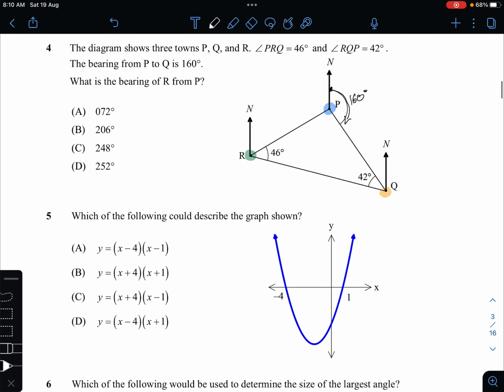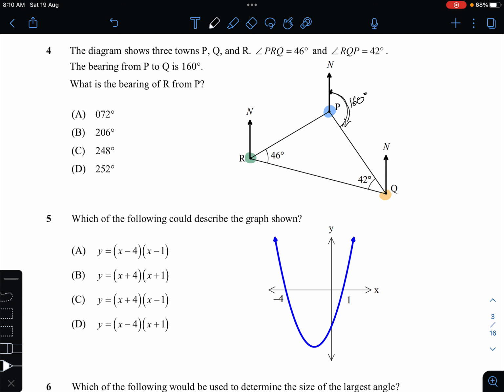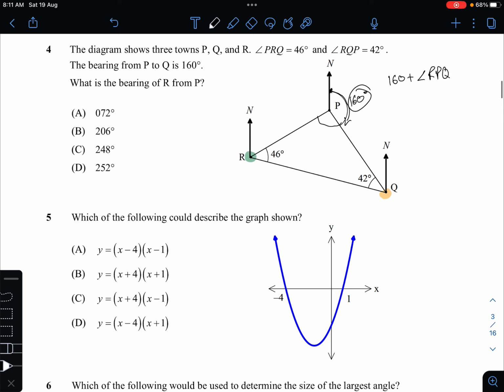So the bearing of R from P essentially means this arrow being continued there. Another way of talking about it is saying it's this angle here, 160, plus this angle here, angle RPQ, right? So this is the working out we're trying to do up here. And so to do it, we need to understand what angle RPQ actually is.